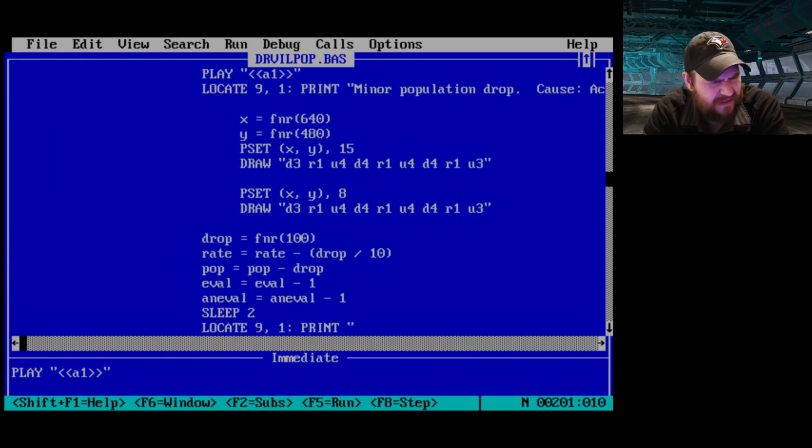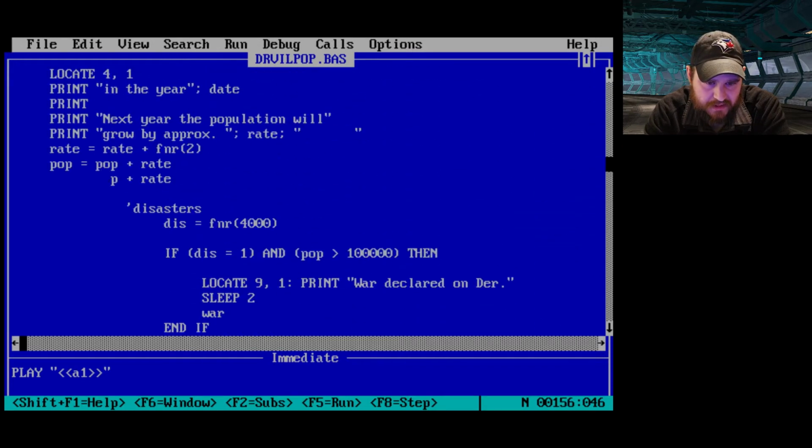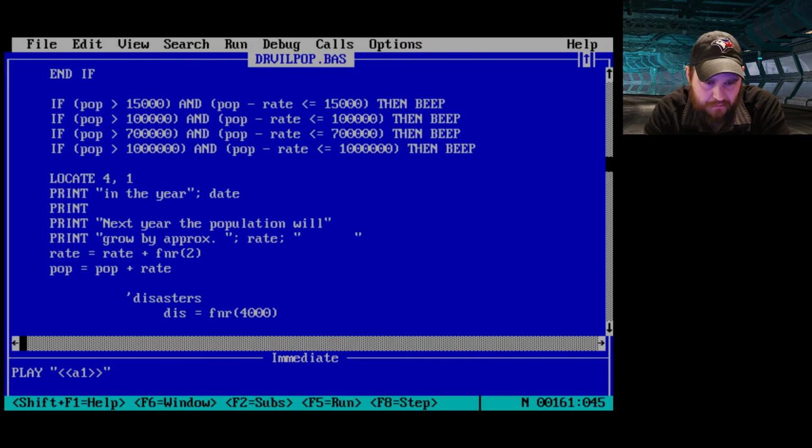So if we randomly chose 1 here, if drop was 1, then drop is 1/10, but 1 divided by 10 is 0 in integer arithmetic, so rate doesn't get affected at all. Now, if it was 100, then your rate would be decreased by 10. And every year your rate actually increases, we saw up here.